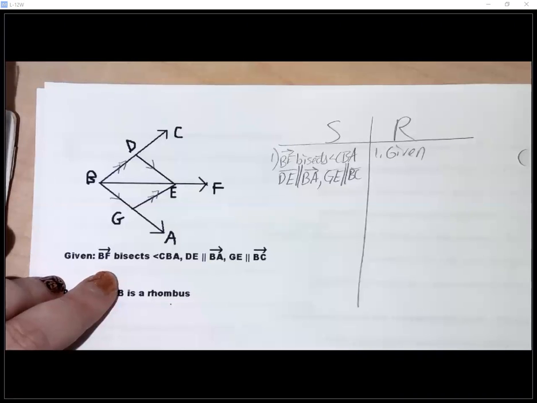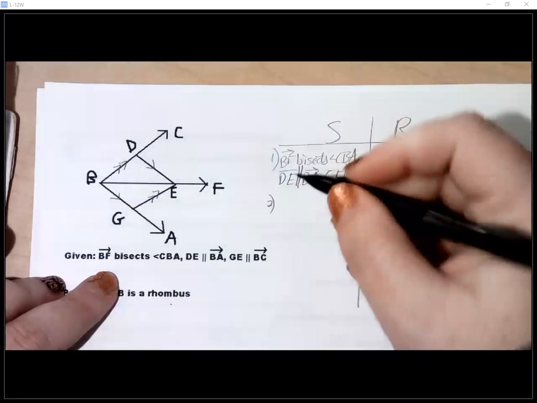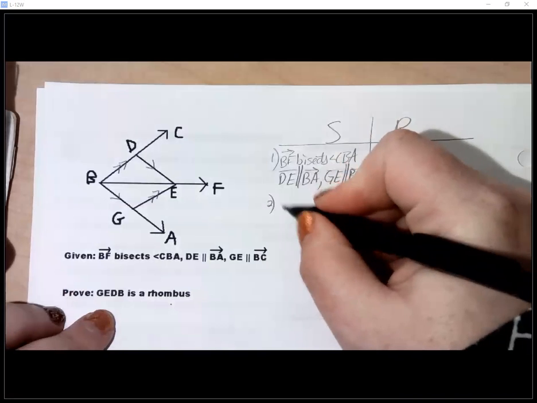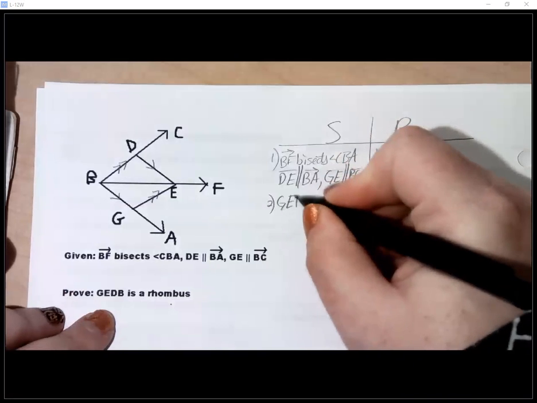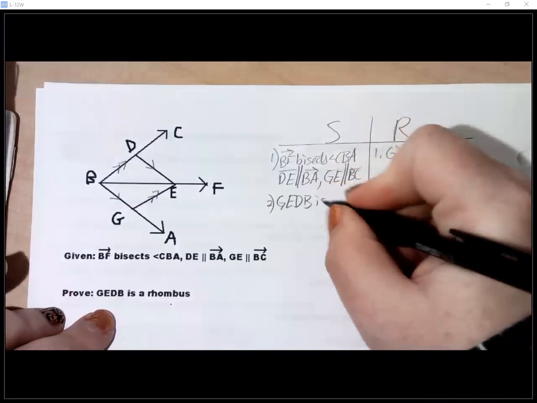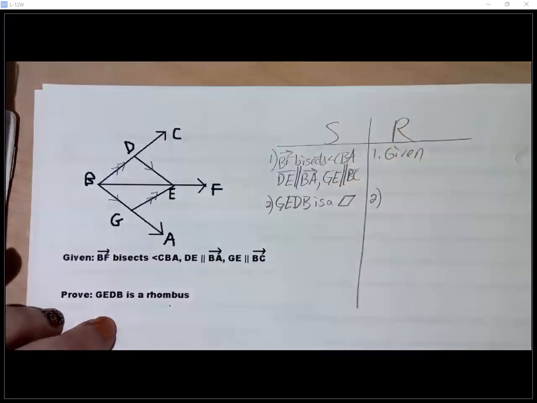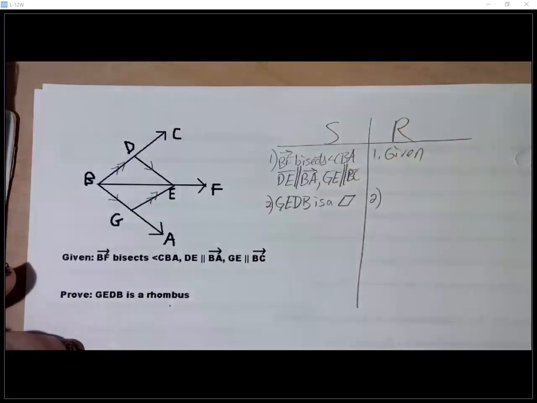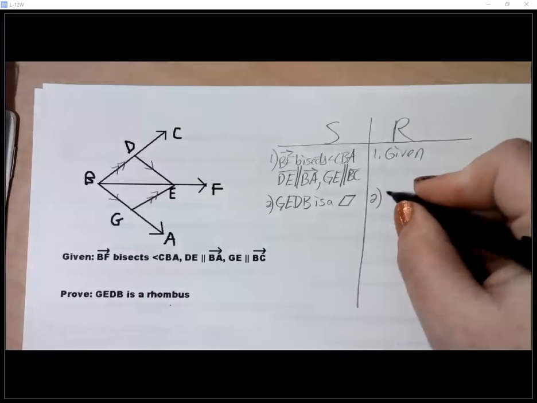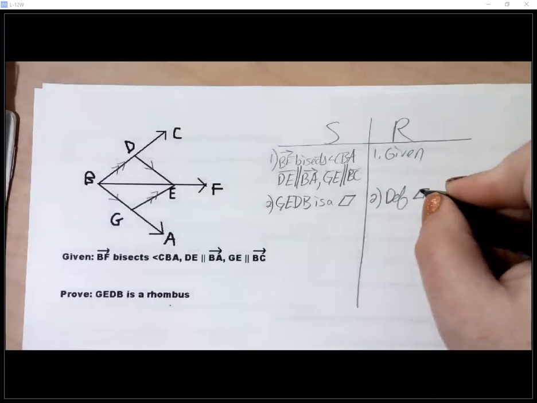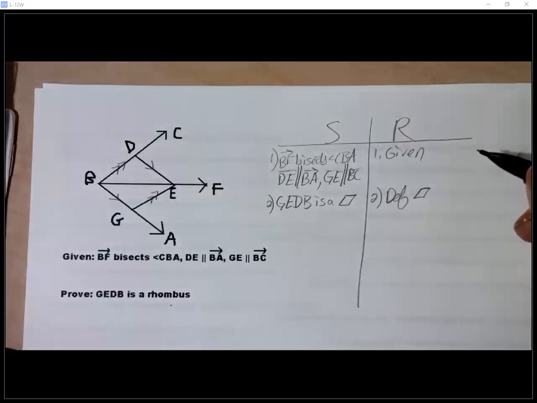Oh, how nice. So what I might do is I might say right now, GEDB is a parallelogram. I know it's a parallelogram because it satisfies the definition. I have both pairs of opposite sides parallel. So I can literally just write definition of parallelogram. Nice.